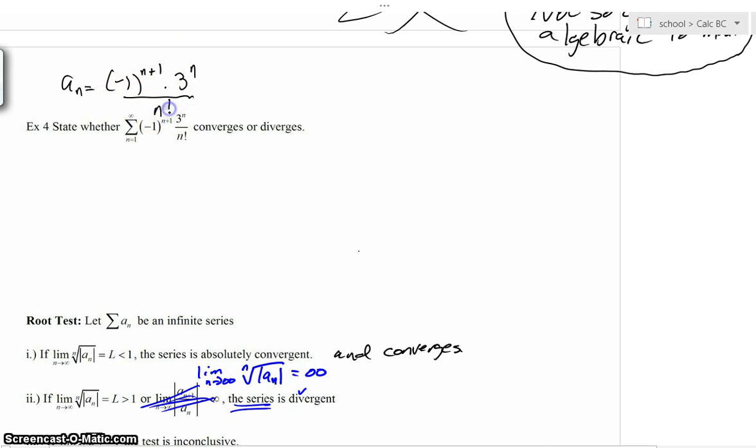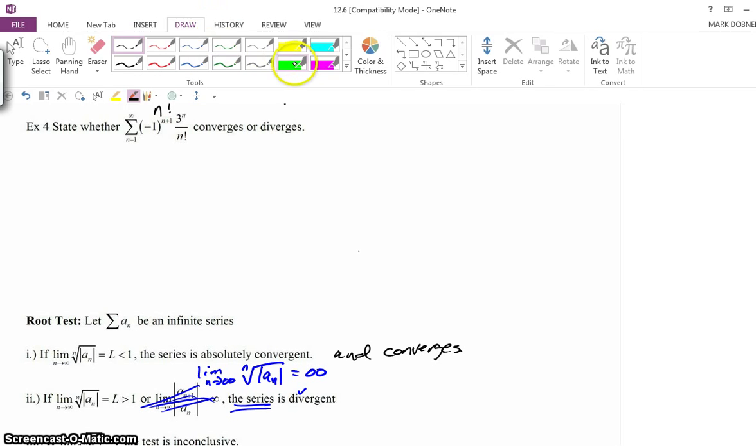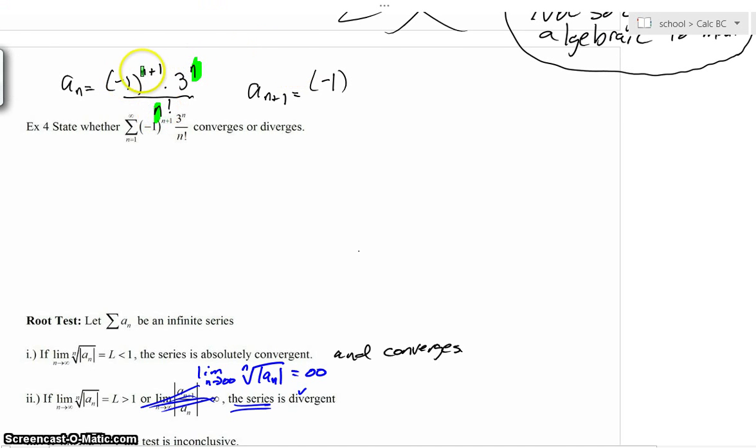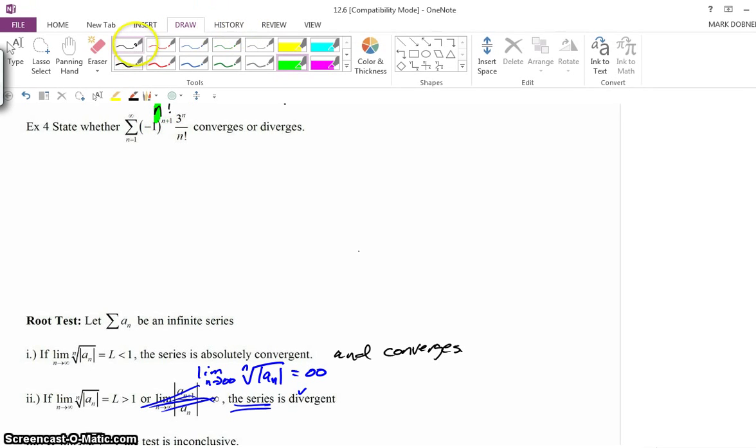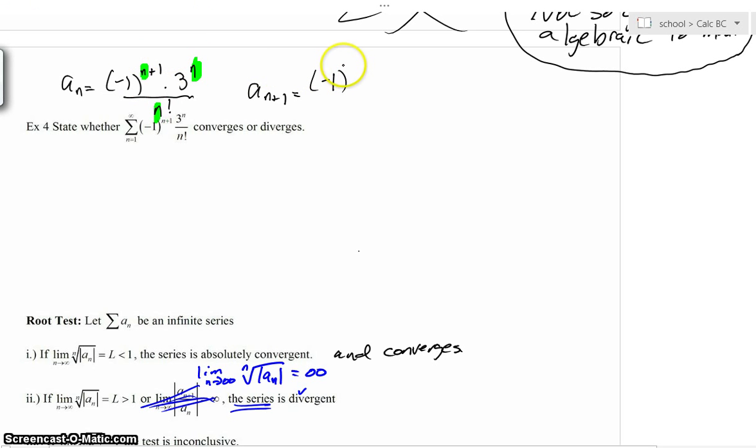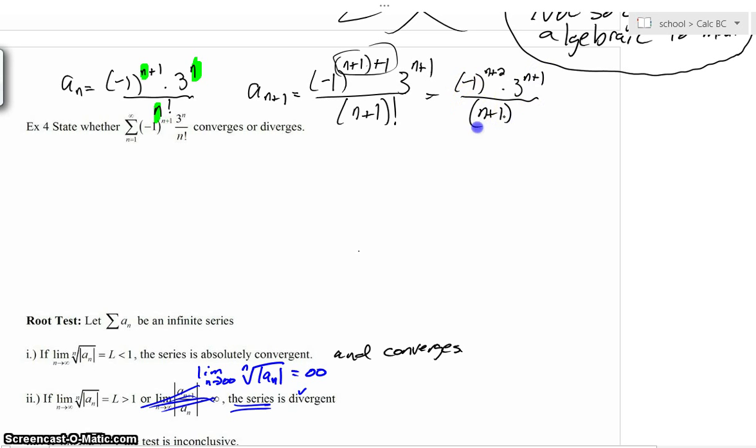Very nicely, our a sub n plus 1 is actually going to be bumping everywhere where we see an n. Every single time we see an n, replace that with n plus 1. So we'd actually have n plus 1 right up in here, plus 1. We'd have 3 to the n plus 1. Down below, we'd have n plus 1 factorial. And by the way, this n plus 1 for the power, if you think about it, that's going to become n plus 2. Okay? So here's our n plus 1 term. Here's our nth term over here.